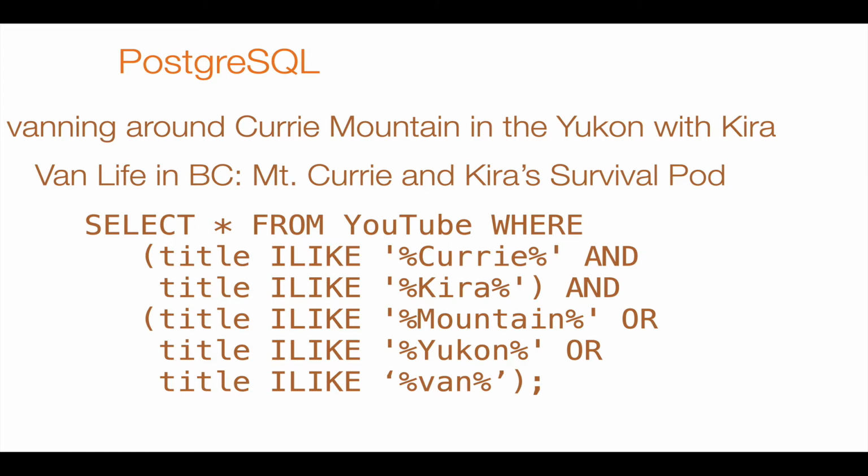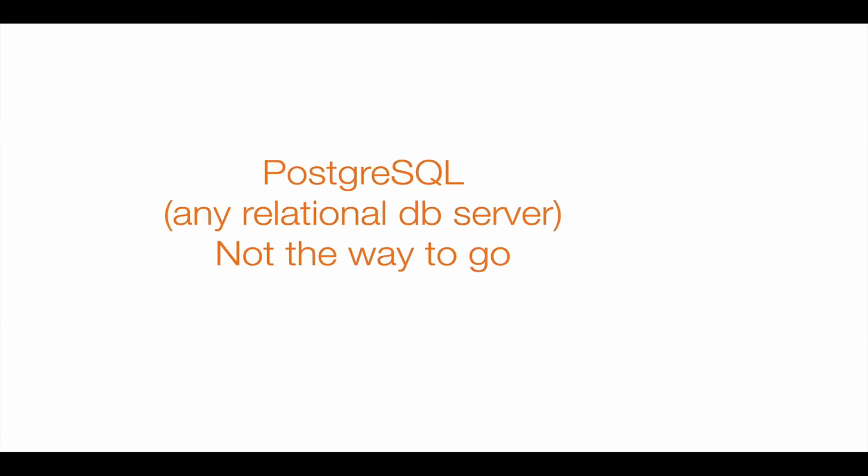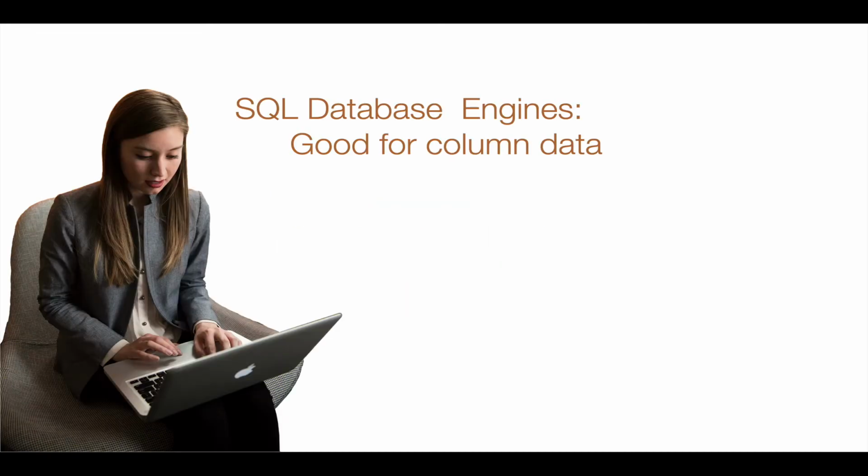So anyway, the point is that these Postgres queries are getting more and more complex to come up with the information we want when we're looking through a string of text. When the title's long and we roughly know what the title is and want to search for it, maybe this relational database server approach isn't really the best technique. So really, PostgreSQL or any relational database server is not the way to go when we're searching through unstructured text.